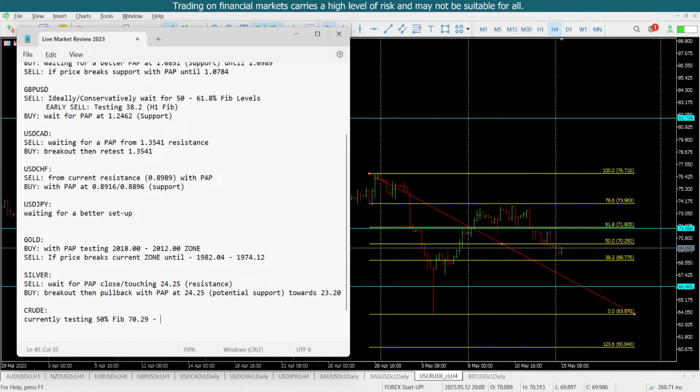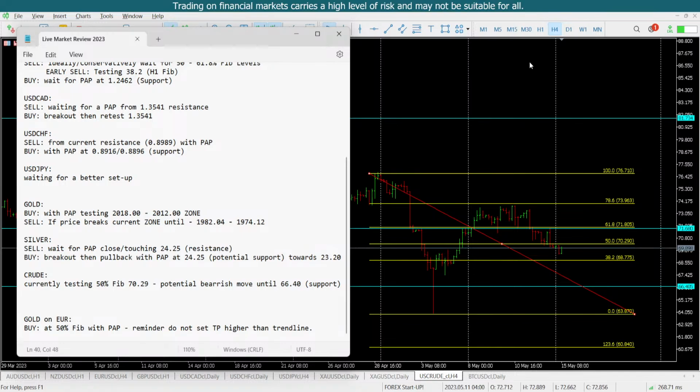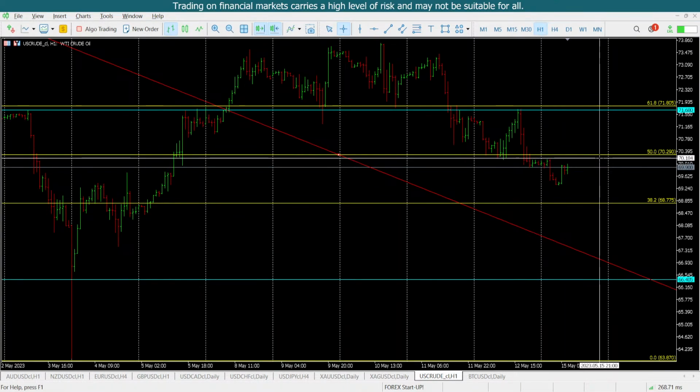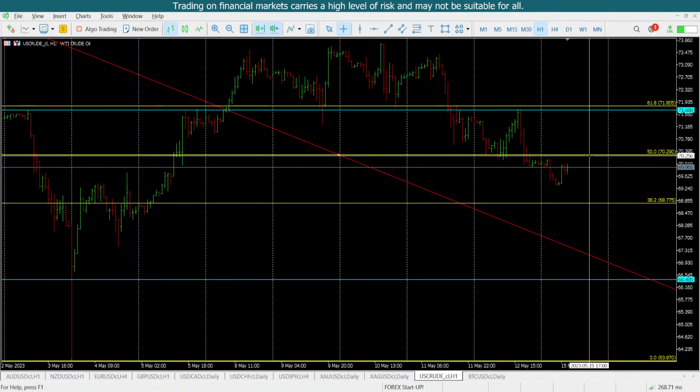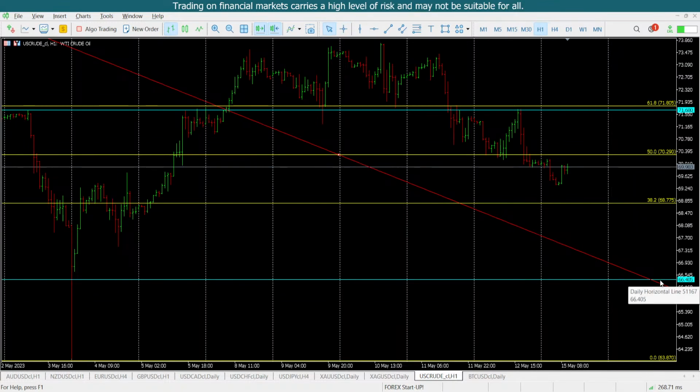towards support, right? Then testing until a potential bearish move till 66.40, the current support level. Okay. So if you are looking to sell crude, the 50 fib level is the best entry price that we could have right now, then sell. Hanggang dito lang naman tayo.